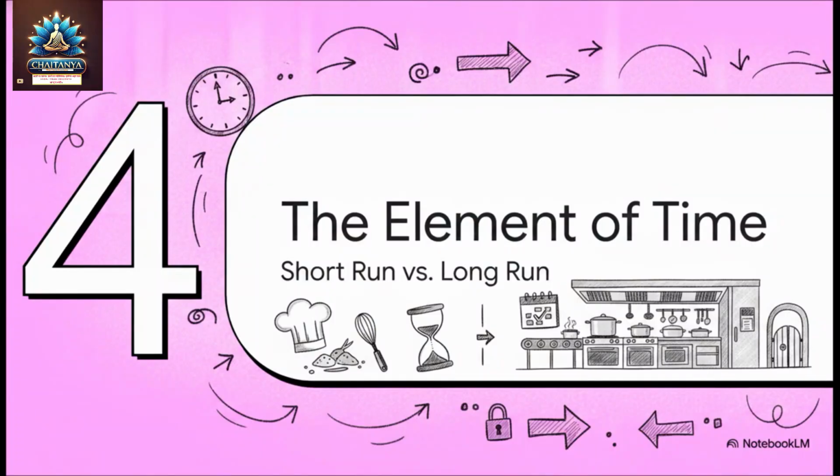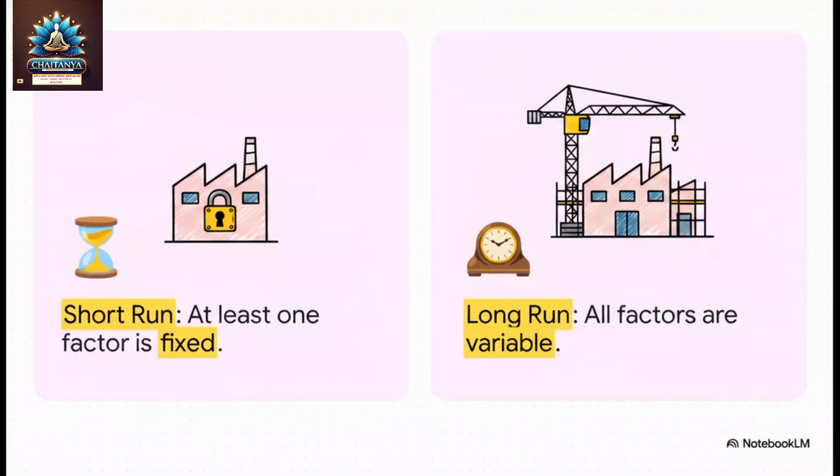Section 4, the element of time, short run versus long run. So our chef or our entrepreneur definitely has options, but those options are heavily constrained by the clock. Now, short run doesn't mean a specific number of days or months. It just means a time period where at least one factor of production is totally fixed, and that's usually capital. You simply don't have enough time to build a brand new factory, forcing you to only change your labor. The long run, however, is a longer horizon where you finally have enough time to change absolutely everything.